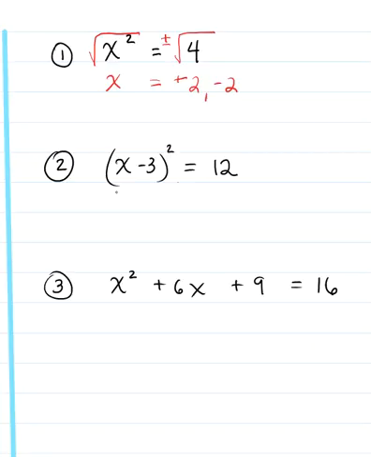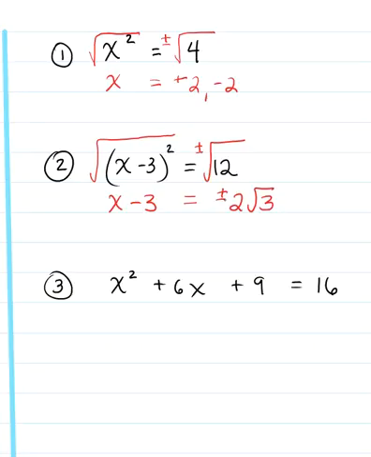A little bit more complicated if we have a binomial squared on one side that includes the variable. We can use the same process. We take the square root of the left-hand side, take the square root of the right-hand side, remembering to put the plus or minus on it to get both of those roots. On the left-hand side, the square root undoes the square, so we simply get x minus 3. On the right-hand side, we have the square root of 12 plus or minus. We could simplify that to 2 square roots of 3. And again, putting the plus or minus on it.